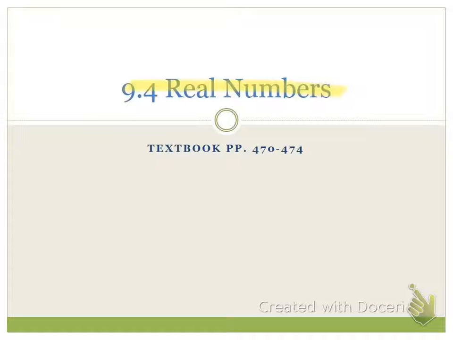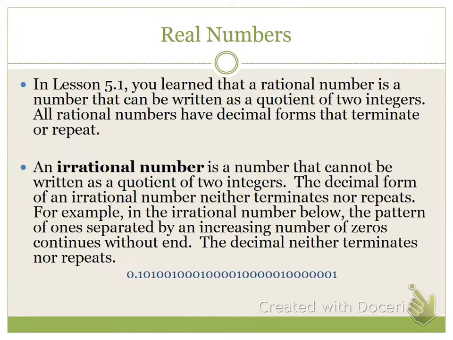But within real numbers, we have two categories of numbers. We have rational numbers, which we actually have already learned about. Those numbers terminate or repeat. Irrational numbers neither terminate nor repeat. You need to write that in your notes. Rational numbers either terminate, so they have an endpoint, or repeat, so they're a repeating decimal. Irrational numbers are the opposite. They neither terminate nor repeat.